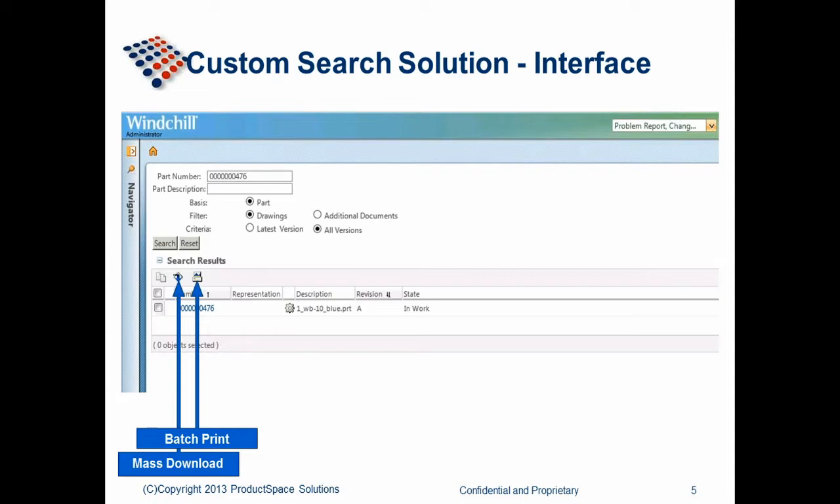What a user does is they search for a simple part number, and they choose their filters and criteria, and then they hit search. So now it builds this list of all the objects that follow all of the above criteria. We then provide two toolbar options right on the interface for you to either batch print or mass download. So you don't have to worry about going to different areas or selecting each item individually. They're all here for you.